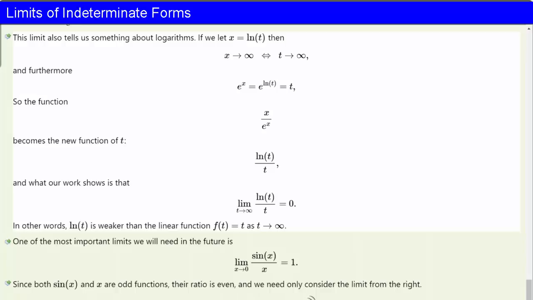This limit also tells us something about logarithms. If you define x to be the logarithm of t, then x going to infinity corresponds to t going to infinity. And furthermore, e to the x is just e to the log t, which is just t. So the function x over e to the x becomes a new function of t, namely log t over t. And what our work has shown is that the limit as t tends to infinity of log t over t is 0. In other words, log t is weaker than the linear function f of t equal t as t tends to infinity.